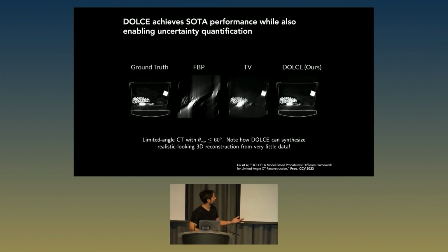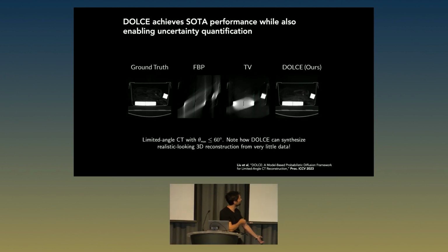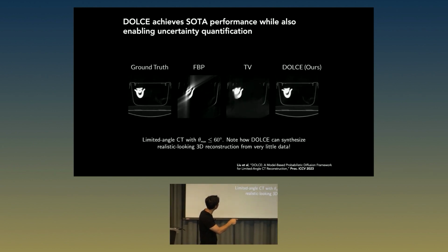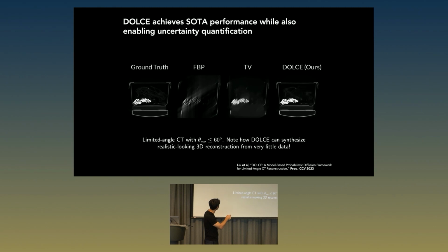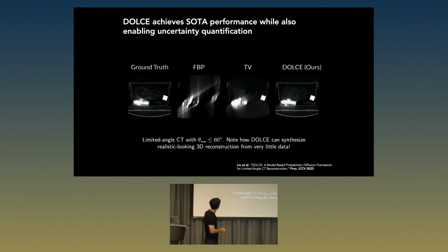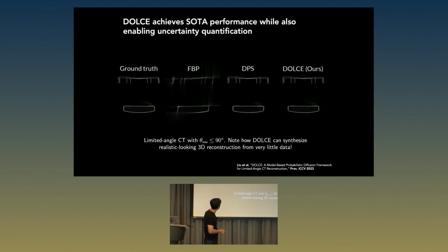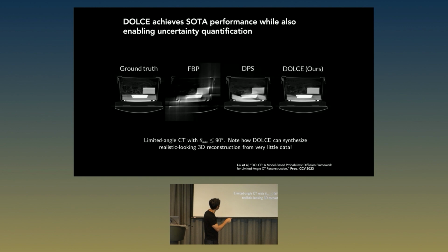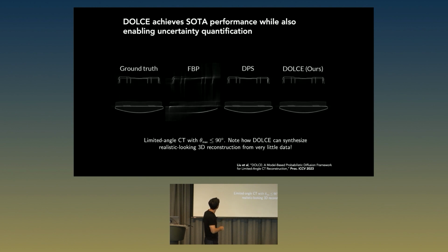And of course, we can now run it for generating 3D suitcases. So here you see the ground truth. This is the generated result. This is total variation. This is filtered back projection. You can see it gets very realistic, sharp images. This is for 60 degrees, and this is for 90 degrees missing angle. And here you can also see a DPS result, which is not conditioned on the sensor data.